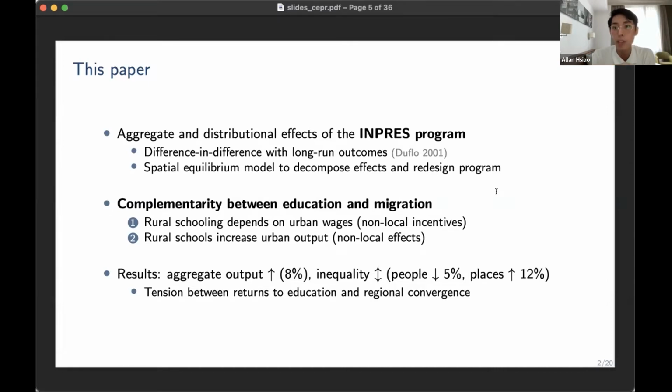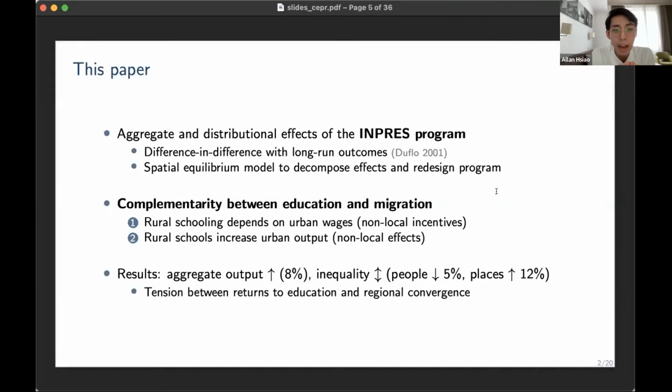And then I'm also going to be able to think about distributional effects and in particular inequality. One nice thing here, I think, is that I can look at both person-based inequality, people from rural areas versus people from urban areas. But then we can also think about inequality across places, rural regions themselves versus urban regions themselves. The directions are going to be different.